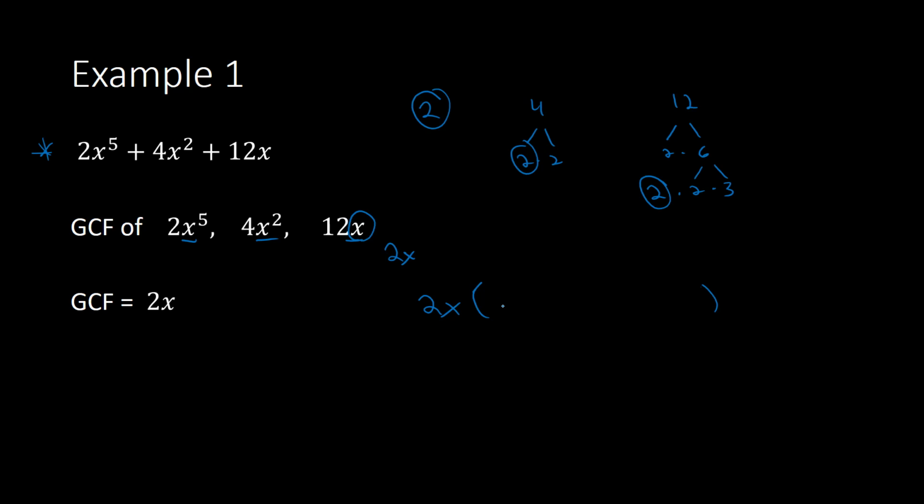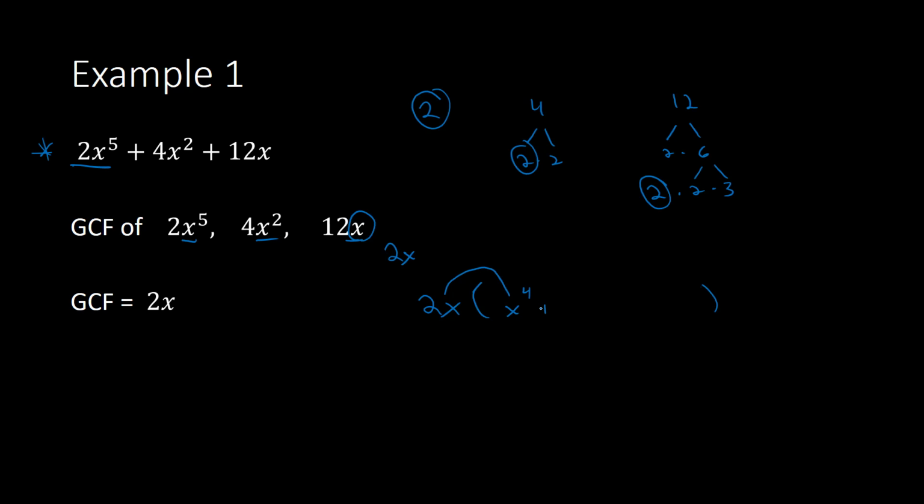What's in parentheses, you need to find by thinking backwards. So think of backwards distributing. You're asking yourself, 2x times what would give me 2x to the fifth power? Well, if we had x to the fourth power, 2x times x to the fourth would give you 2x to the fifth power. So that first term would be x to the fourth.